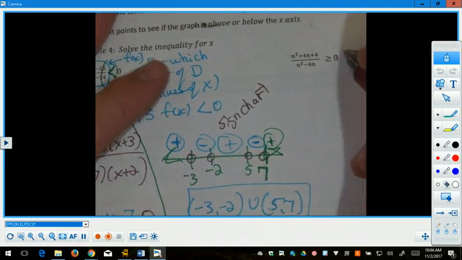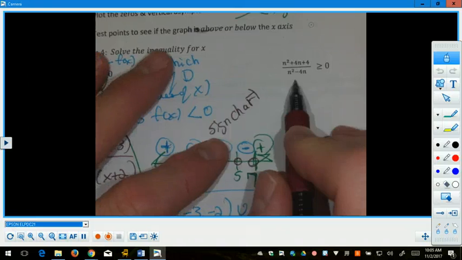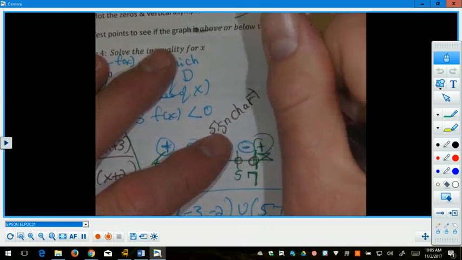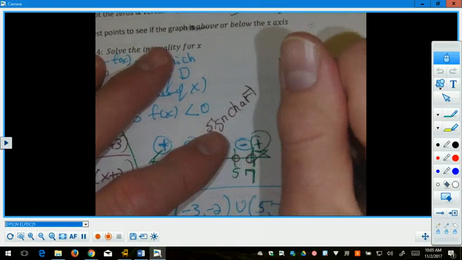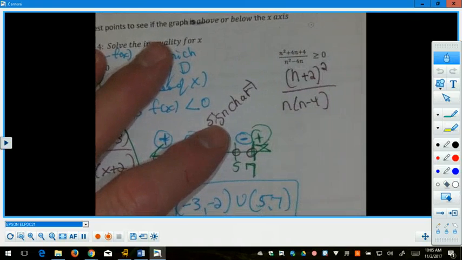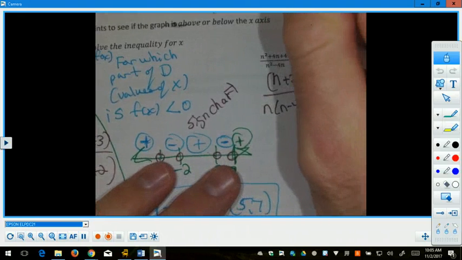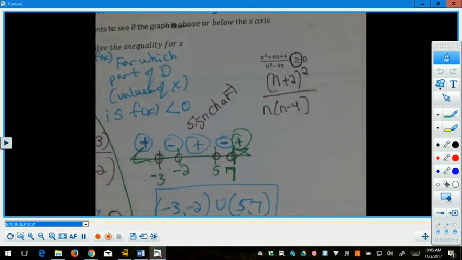All right, looking at this next problem. Again, we need to factor the numerator. That's a good question. And the denominator. Are we going to have any holes? No. If we did have a hole, would we include them in our solution? No, they would just be a boundary. They wouldn't have equality with it.